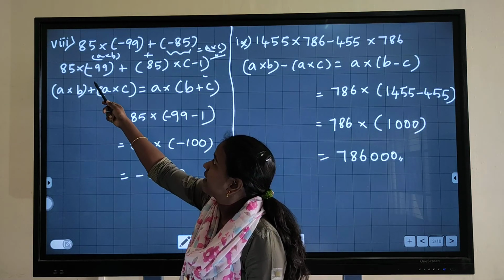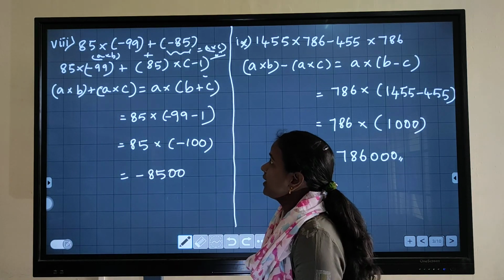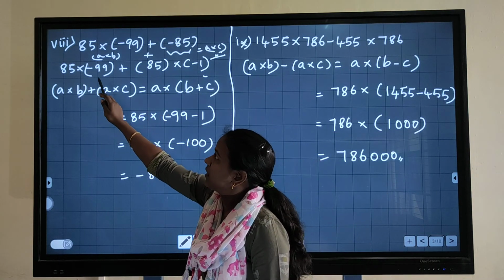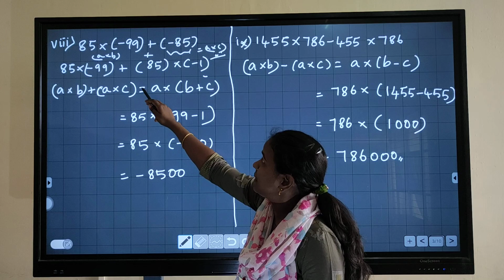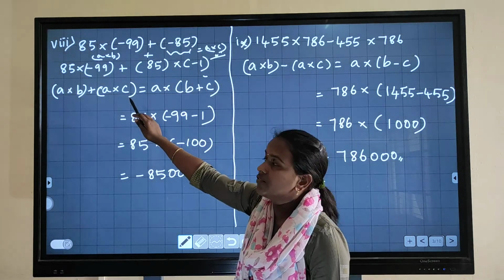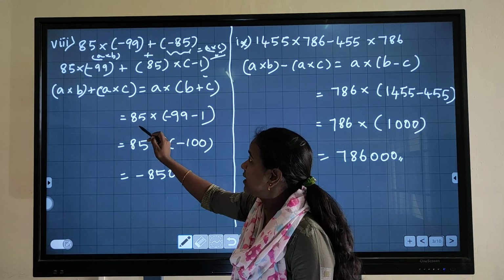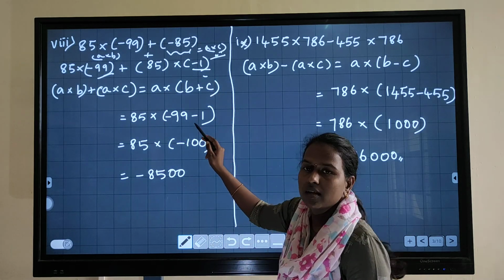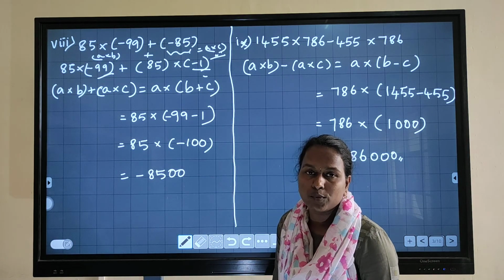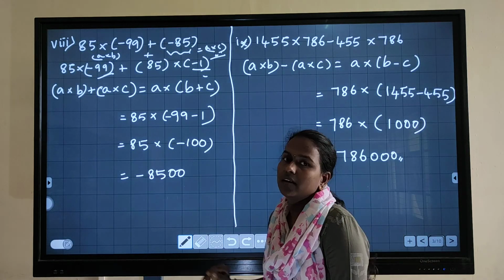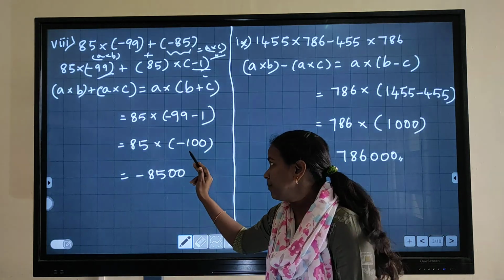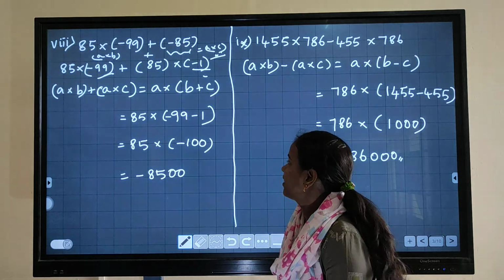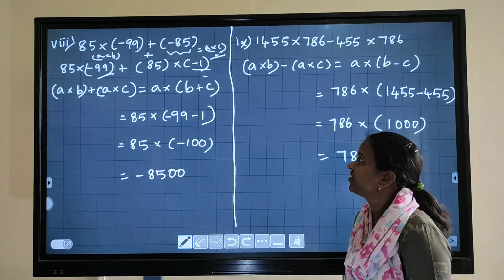So I can write like this, 85 multiplied by minus 99 plus 85 multiplied by minus 1. This looks like A multiplied by B plus A multiplied by C. So this is the formula. Substitute in this: A value is 85, multiplied by B value minus 99, C value is minus 1. Both are minus, so you have to add and keep the negative sign. So minus 100 will come. Here plus multiplied by minus, you will get minus 85 multiplied by 100, 8500. So your answer is minus 8500.